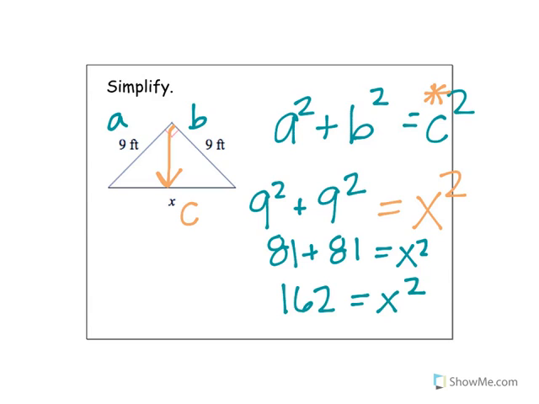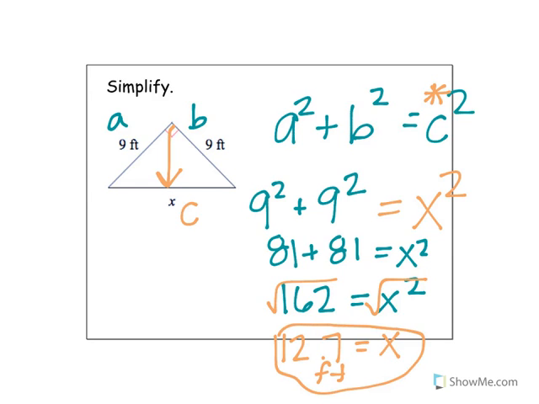And then what do I do to get my final answer? Again, I'm left with that x squared. I need to take the square root. So I take the square root of 162, and I get 12.7 feet for my answer. And we'll just stick to 1 decimal place for these answers.